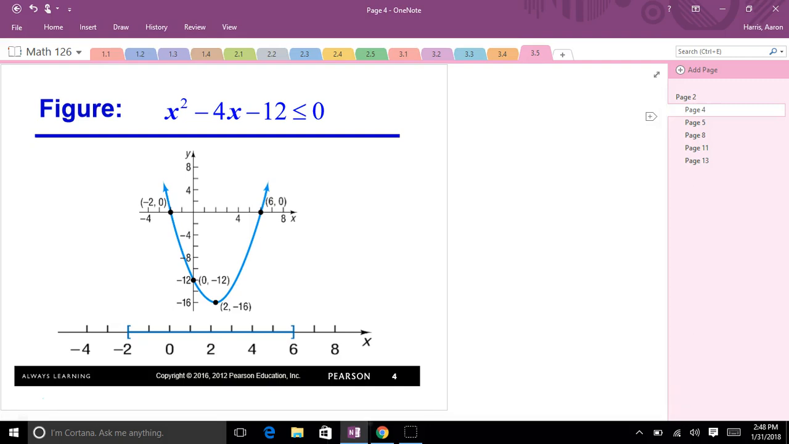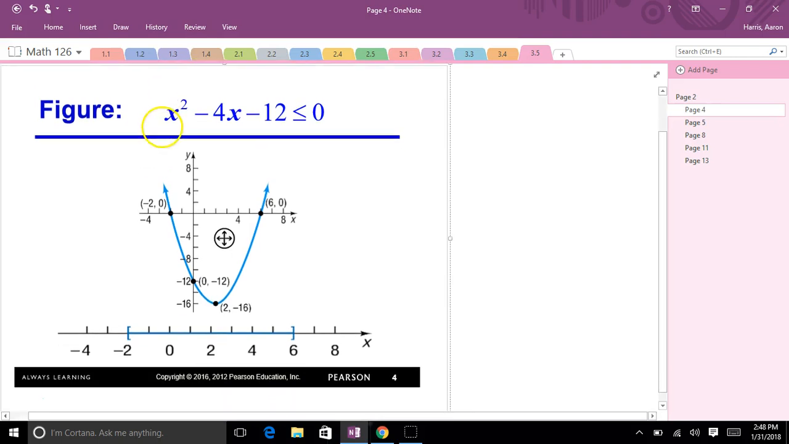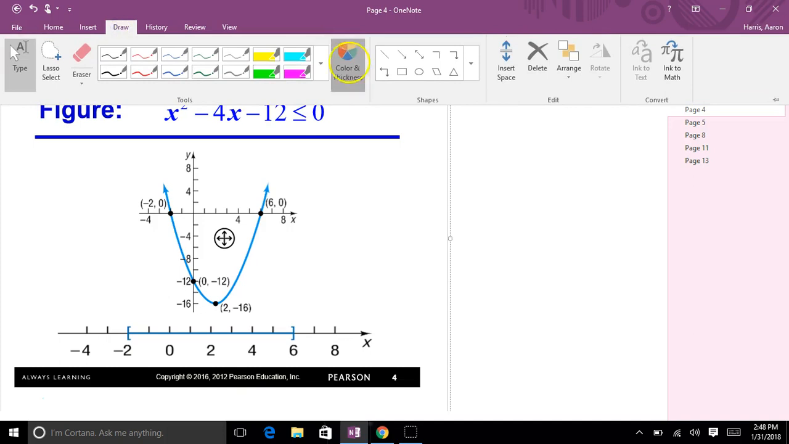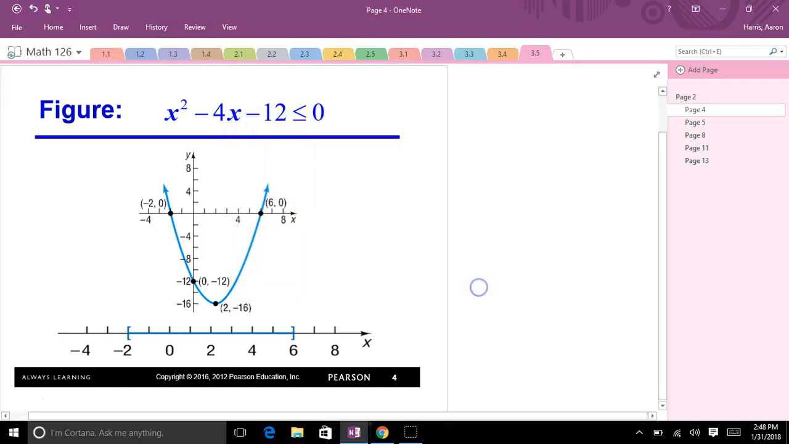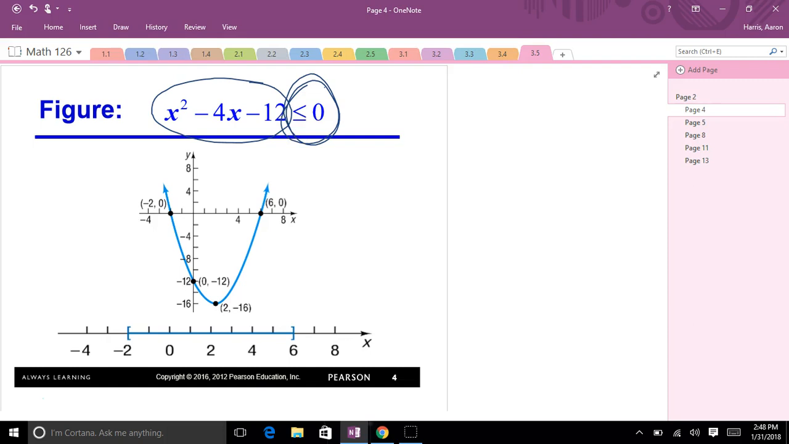And if you graph this function here, you can see it right down here. You've got the function graphed. Where is it less than or equal to 0? So where is this function value less than or equal to 0? Where are the y's less than or equal to 0? You can see them if I outline them right down here.